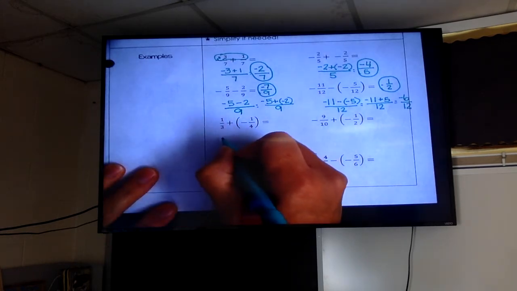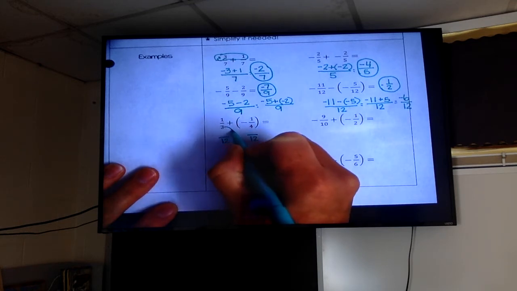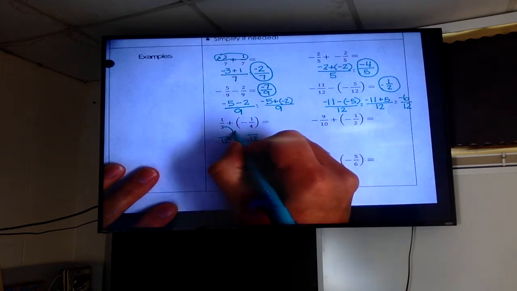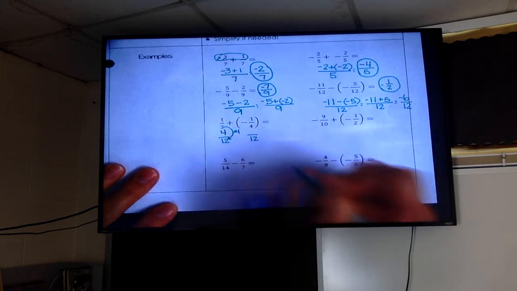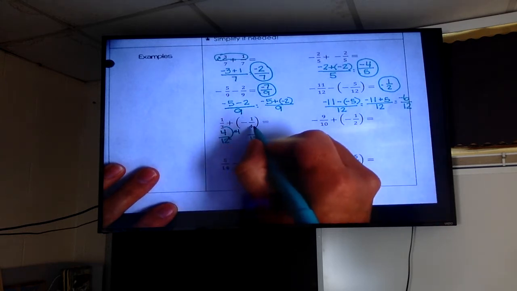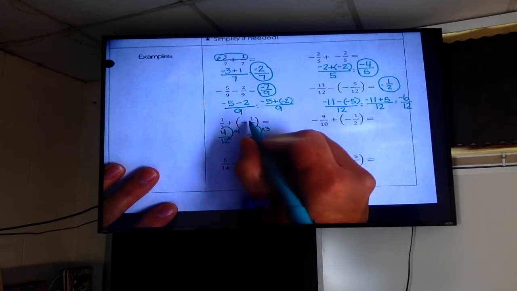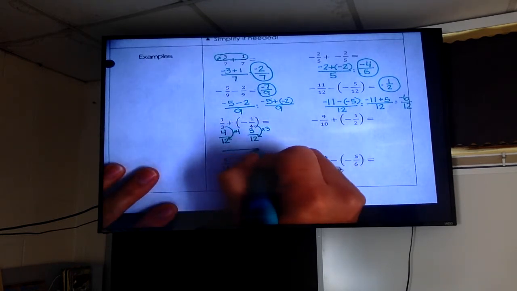So I know 12 is a common denominator. So what did I do to the 3 to make it 12? I multiplied it by 4. So I need to do that same thing to the top. So 1 times 4 is 4. What did I do to the 4 to make it 12? I multiplied it by 3. So 1 times 3 is 3. Okay, so now I have common denominators.